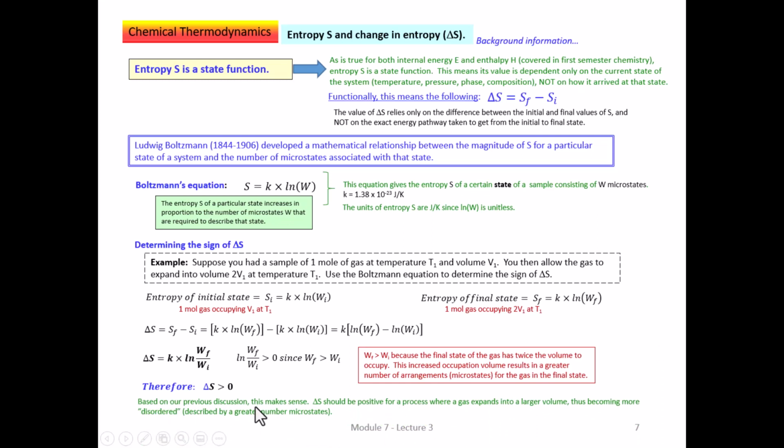Again, based on our previous discussion, this all makes sense. Delta S should be positive for a process where a gas expands into a larger volume, thus becoming more disordered, in other words, described by a greater number of microstates.